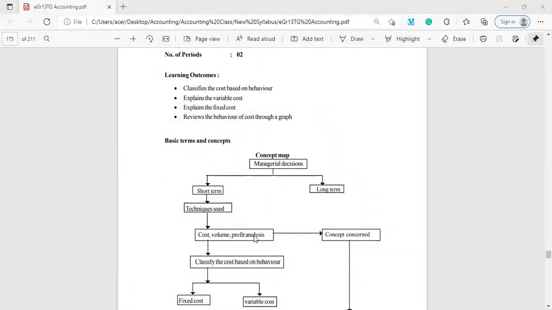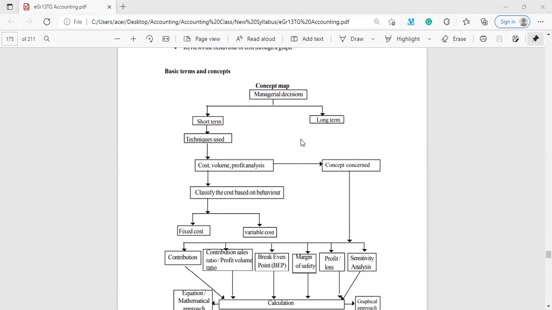Asif, right? I was explaining that we make two kinds of decisions: managerial decisions, short term and long term. Long term decisions we have discussed: investment appraisal. Long terms are investment decisions. Now we are in short term decisions. Under that, the technique used is cost volume profit analysis, right? For that, we classify the cost based on its behavior, which is fixed and variable, right?